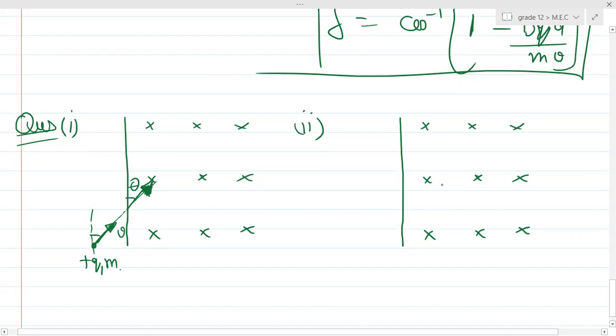Okay. In the next case, I'm doing what? I'm throwing the charge like this. In both of the cases, can you see the angle from the vertical boundary was basically how much? What was the angle from the boundary?